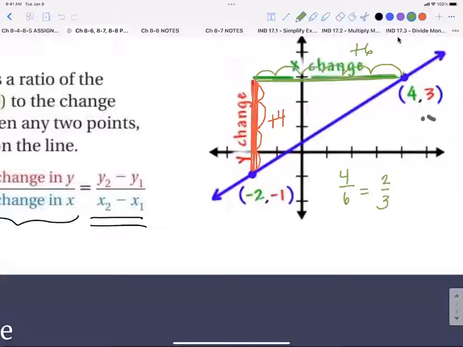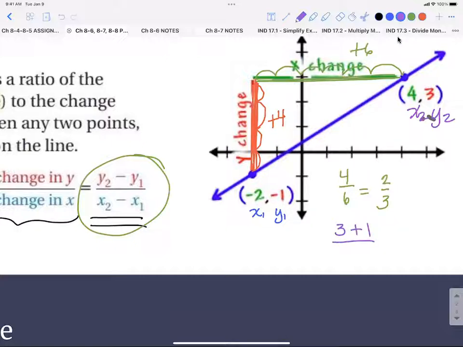If we do it mathematically using this right here, we're going to label, right? We'll call this x1, y1, and we'll call this one up here x2, y2. So using our formula, we would have 3 minus a negative 1, which goes plus. And then for our x's, we would have 4 minus a negative 2, or plus 2. 3 plus 1 is 4. 4 plus 2 is 6. And again, it reduces to 2/3. Notice we get the same answer, whether we count it by doing rise over run, or we plug it into the formula and find it by computing the mathematics part of it.